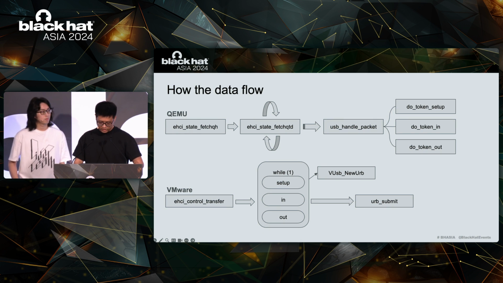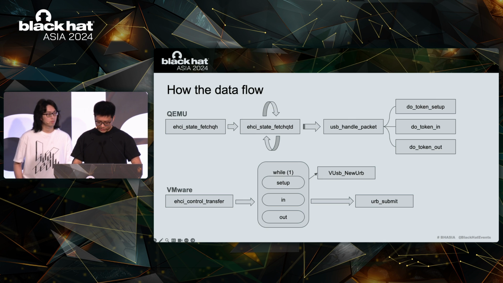Here, I show the execution flow of QEMU and VMware. We can see the difference in how they handle EHCI data transfers. QEMU processes each QTD as a single unit, treating each QTD as a packet. Depending on the token type, setup packets will execute do token setup, while in packets will execute do token in.